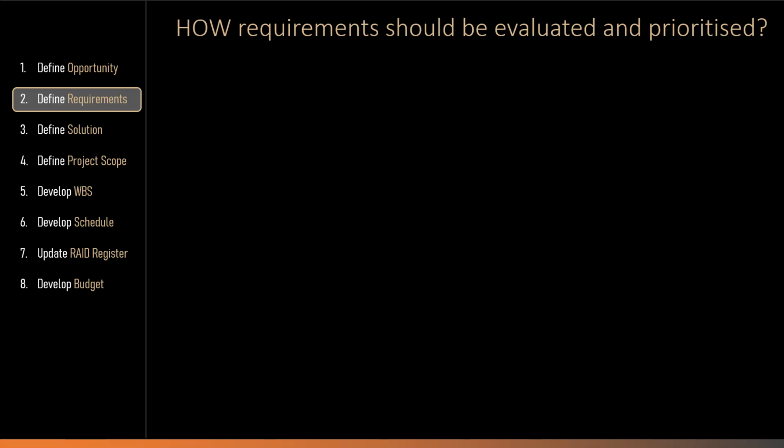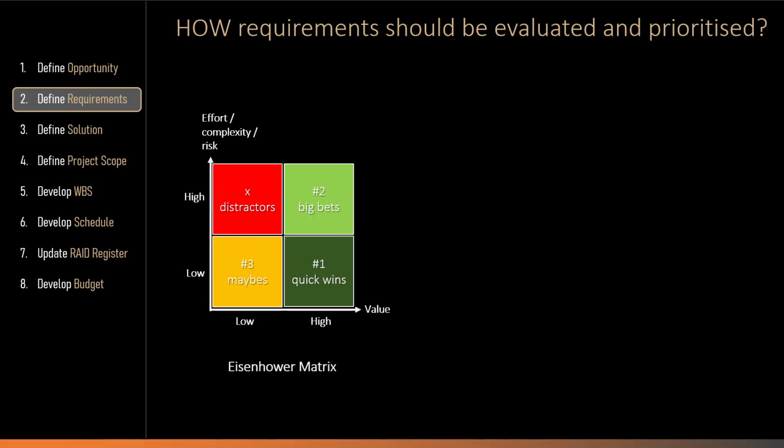So how should stakeholder requirements be evaluated and prioritized? The Eisenhower matrix and the Kano model can be used together to evaluate and prioritize stakeholder requirements in a structured way. The Eisenhower matrix helps us to sort requirements into four groups: quick wins, big bets, maybes, and distractions. Quick wins are high-value requirements that are relatively easy to deliver. This should normally be secured first.